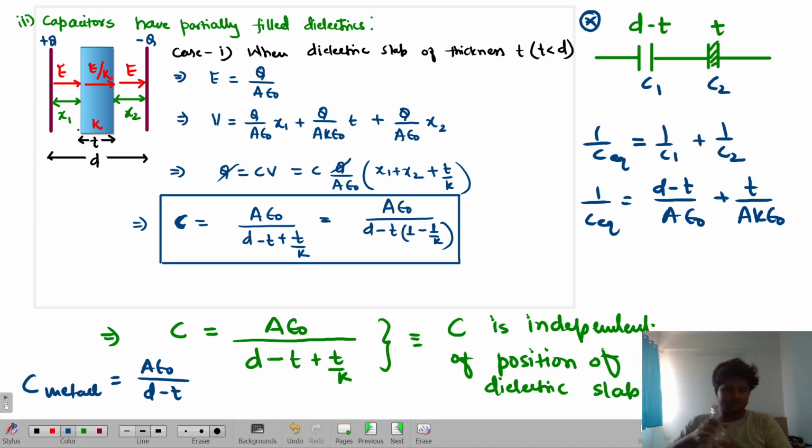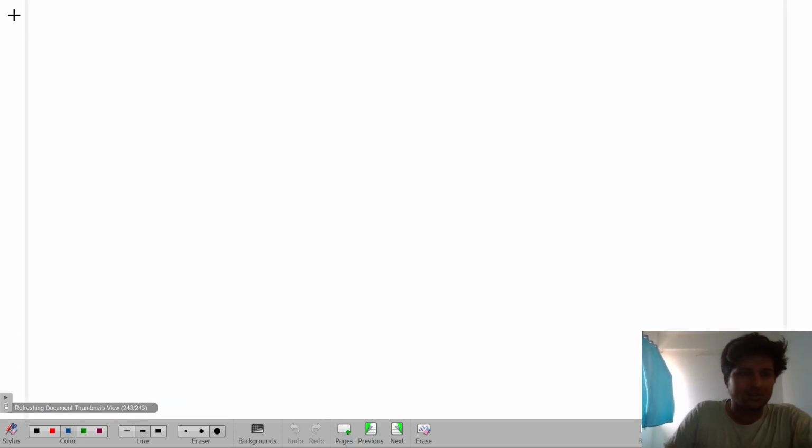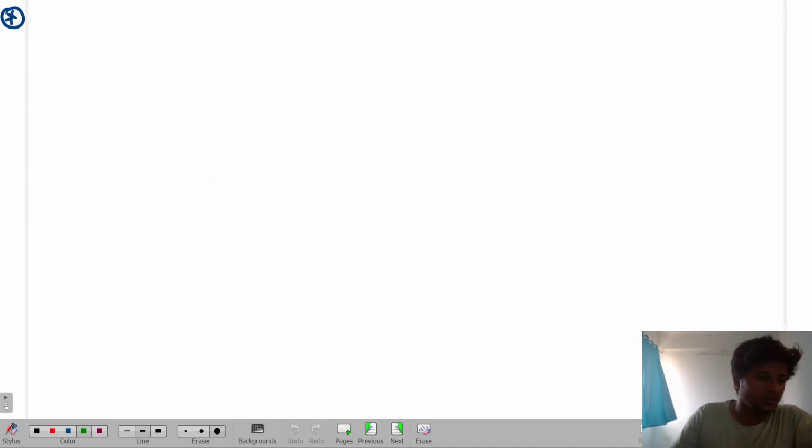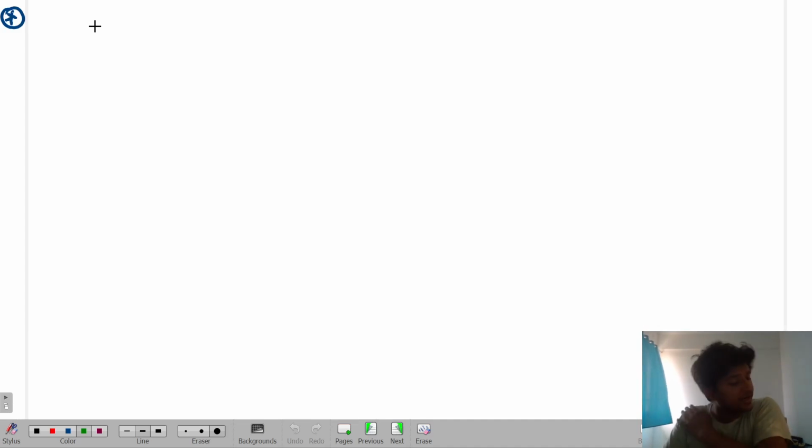Write it fast. Okay. Moving to next. Now, this placement of the dielectric slab was along the distance d, isn't it? Yes, but I can also divide the area or not.